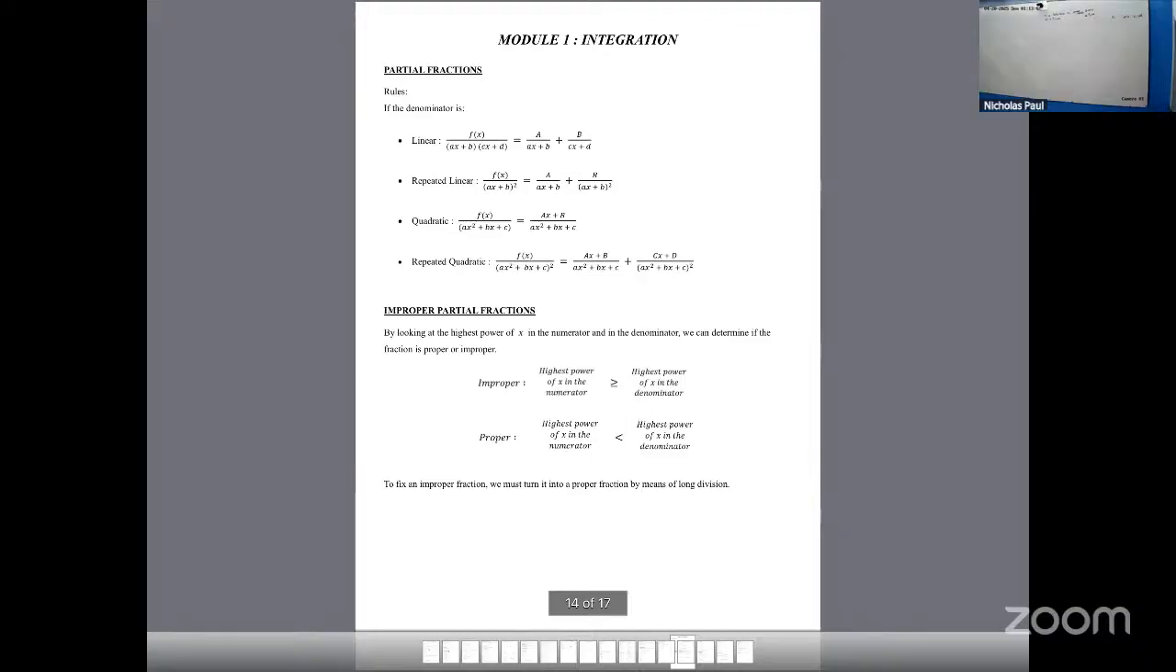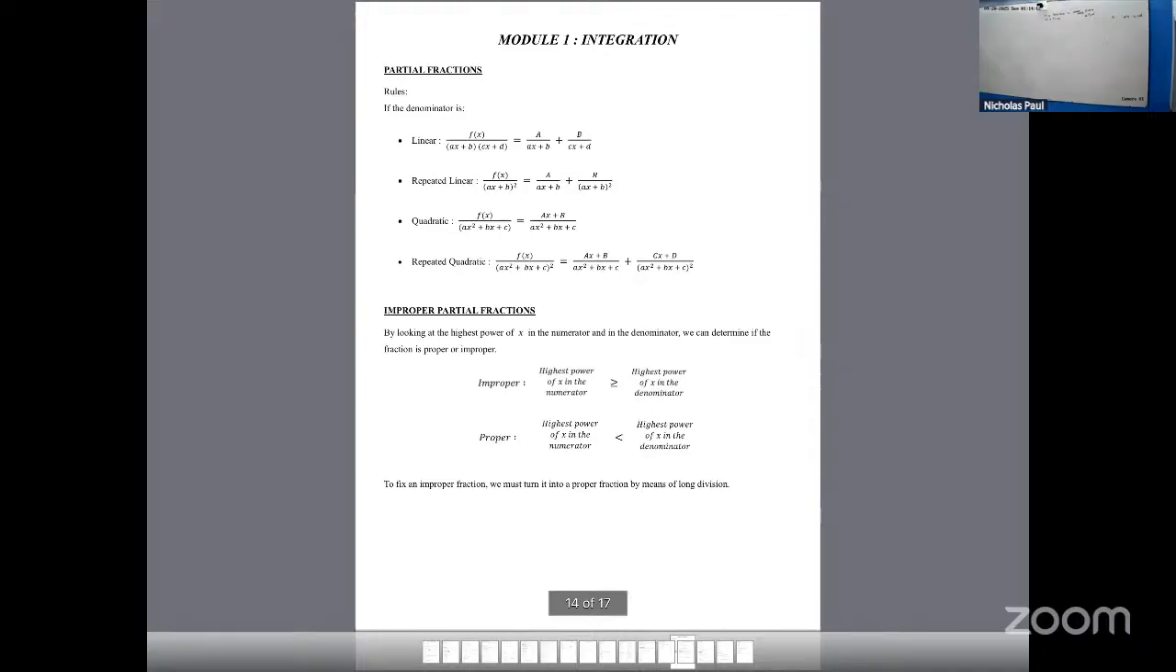So by looking at the highest power of x in the numerator and in the denominator, we can determine if the fraction is proper or improper. If the highest power of x in the numerator is more than or equal to the highest power of x in the denominator, it's improper. But if it's less than, then it's proper. And how do you go from improper to proper? You long divide, right? So you get a mixed fraction, and then you deal with the proper part.